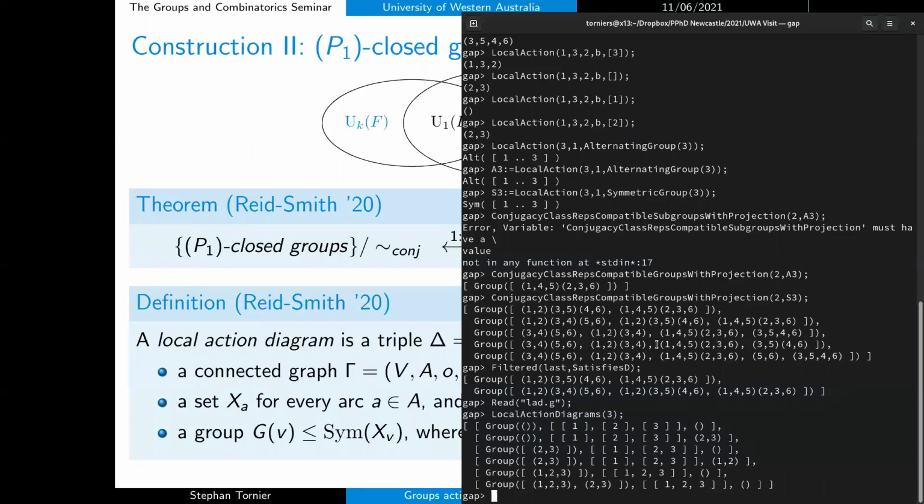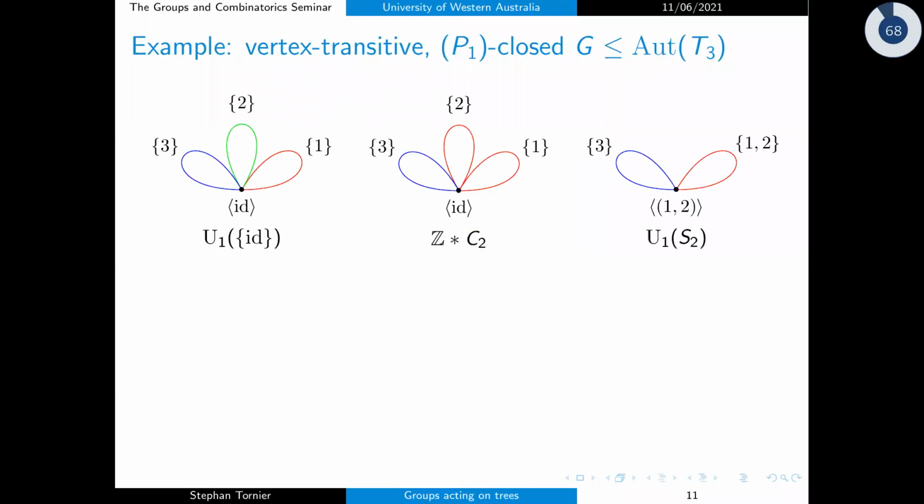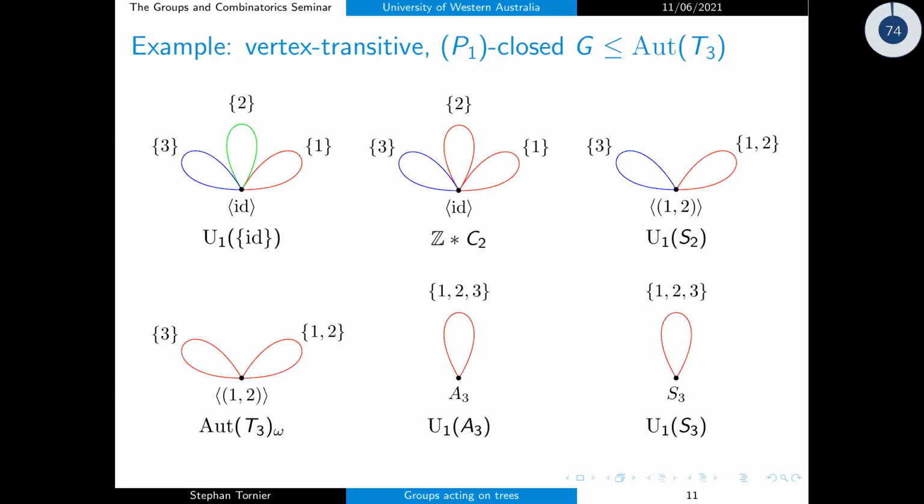What are some of the open questions? Well, I'm going to talk about one of them next Tuesday. But there are many. An obvious one is counting these things for different parameters. Also, there are many statements in Colin and Simon's paper of the type: if the local action diagram has such and such property, then the associated group has such and such property.